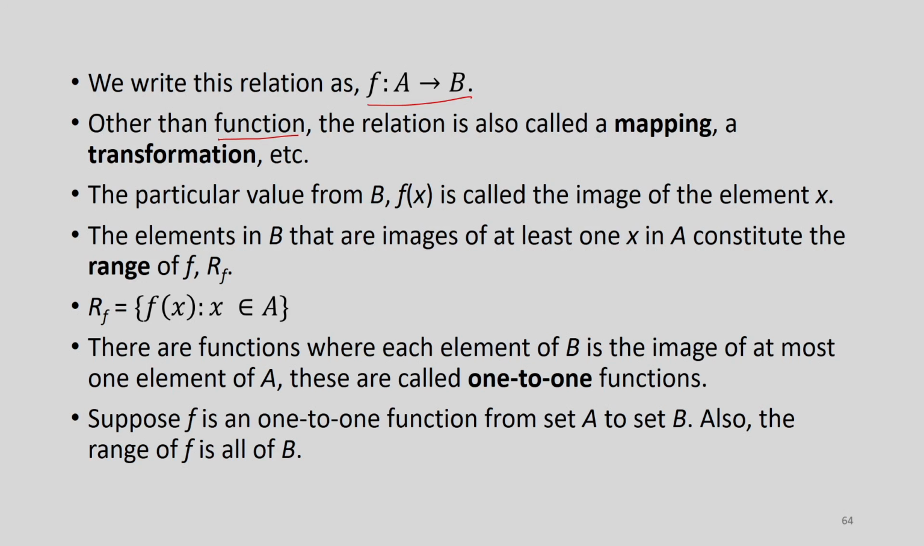A particular value from B, f(x), is called the image of the element x. So, f(x) is generally called an image or the image of the element x. The elements in B that are images of at least one x in A constitute the range of f, or R_f.